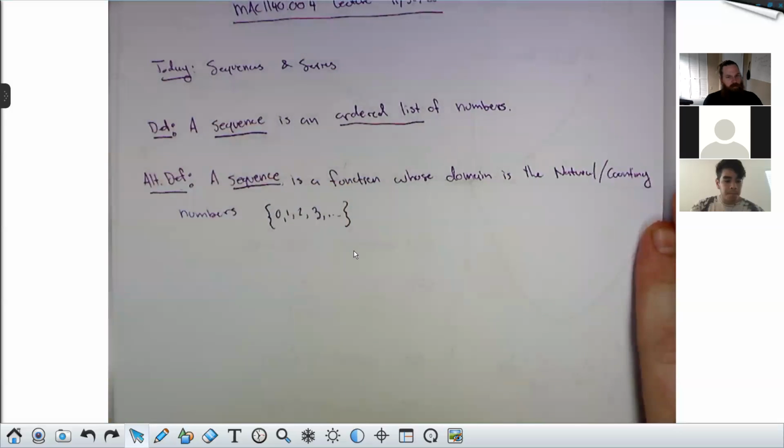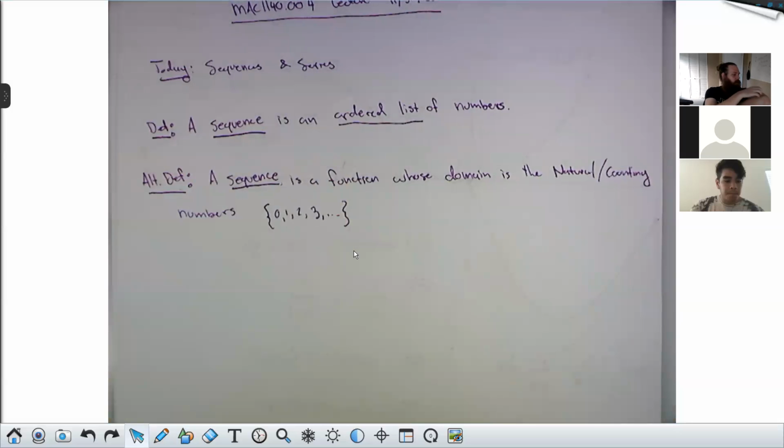Some people say this set starts at 0. Some people say this set starts at 1. It depends on basically whether you're from continental Europe or not. People from continental Europe include 0 as a natural number. People from the rest of the world do not.